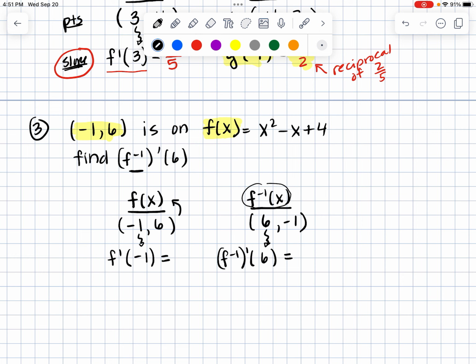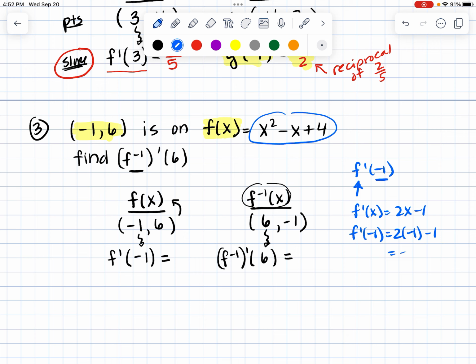So how do you find f prime of -1? So let's do it on the side here. Well, this means take the derivative of f. So here's f. I can take the derivative, right? So f prime of x is 2x minus 1. And then it says plug in -1. So f prime of -1, if I plug in -1, it's 2 times -1 minus 1, which is -2 minus 1, which is -3. So f prime of -1 equals -3. Okay, so I had to actually find it instead of them giving it to me.